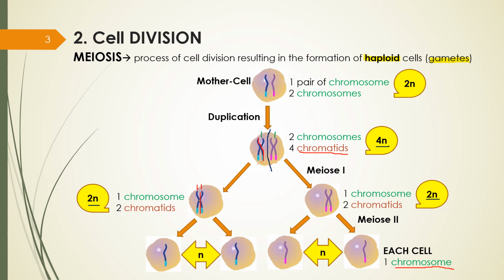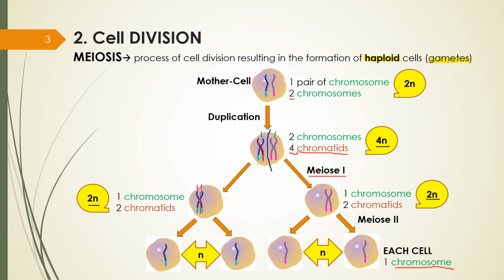meiosis. One mother cell, for example, with 2 chromosomes or one pair. First, they duplicate, so in the interphase, they duplicated, and I have now 2 chromosomes, but duplicated, so I have now 4 chromatids. Why do I call them chromatids? Because I duplicated, I have a copy of each. Now I go to first meiosis.